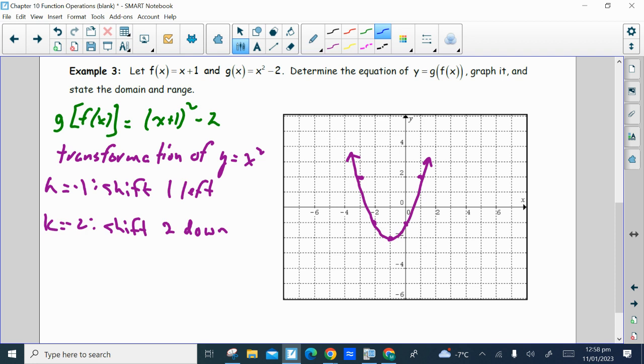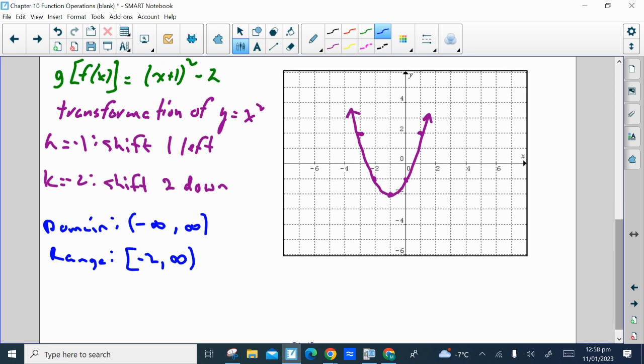The domain would be all real numbers. There's no restrictions. Right? There's no radicals or anything here that we need to worry about. Also no denominators. And the range, this graph starts at the point negative 1, negative 2 and goes upwards forever. So it's from negative 2 up to positive infinity. So there's our domain and range.